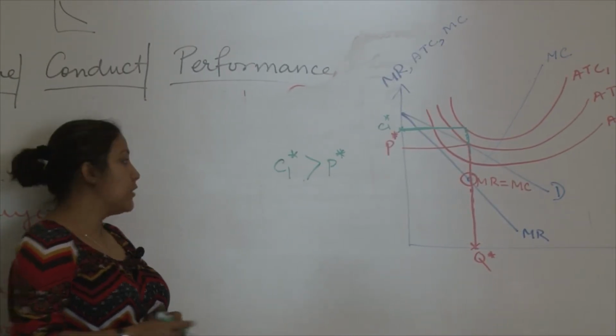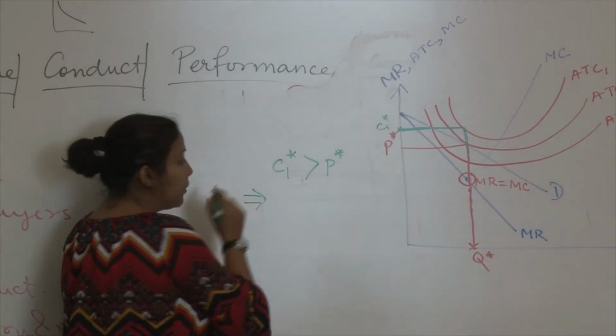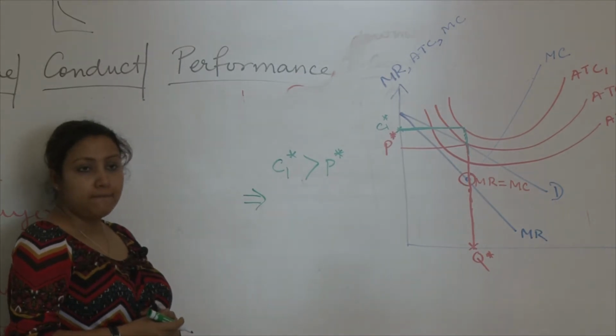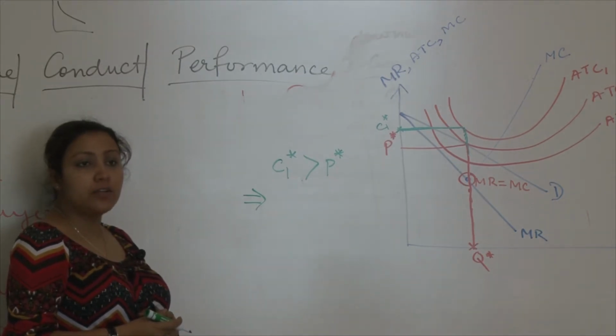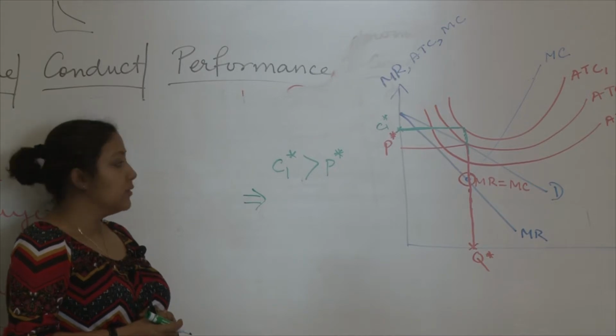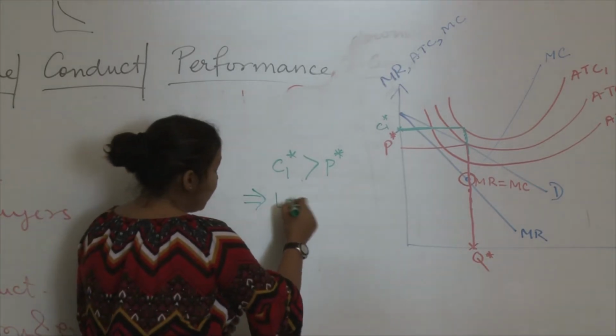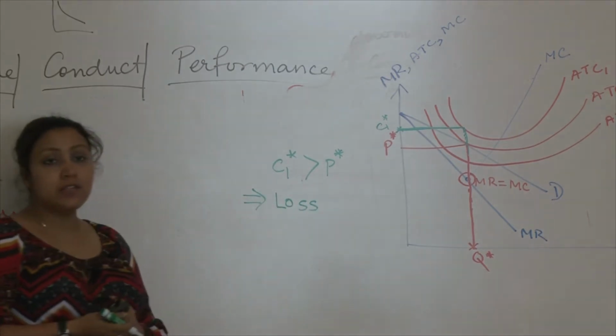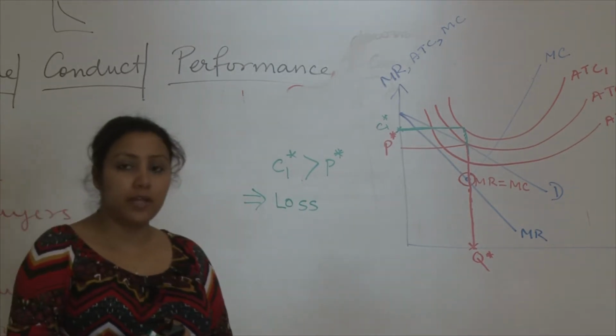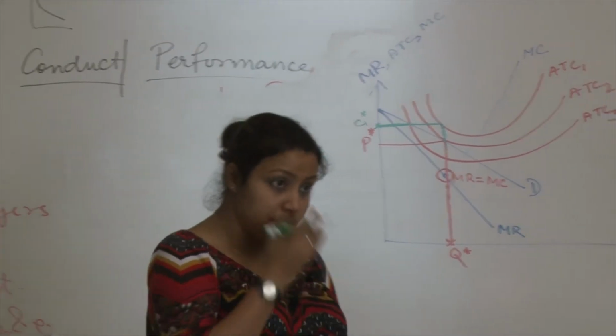Yes? If that is true, is the monopolist going to make profit or loss? If his cost of production is greater than the price that he gets, is it profit or loss? Loss, right? So, then write down if the ATC is above the demand curve, then the monopolist makes a loss.